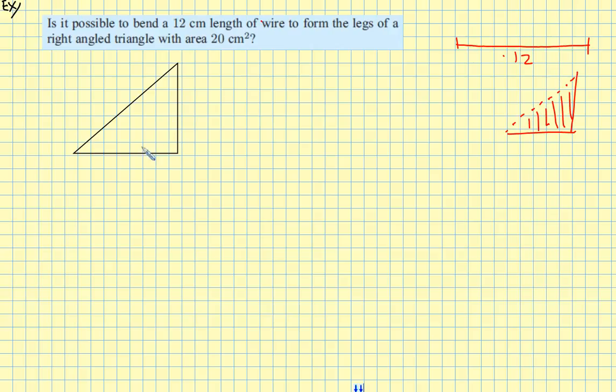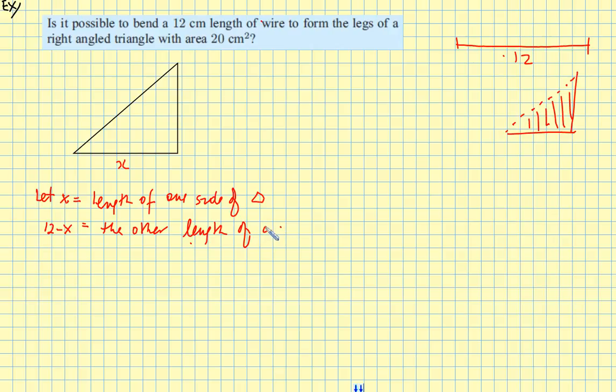So what we want to do is call one side of the triangle x. Let x equal the length of one side of the triangle, and therefore 12 minus x is going to equal the other leg of the triangle. So if this is x and this is my 90 degrees, then this is going to have to be 12 minus x.